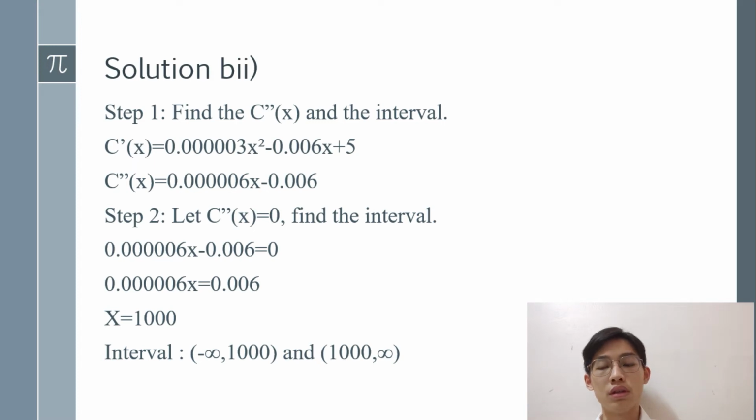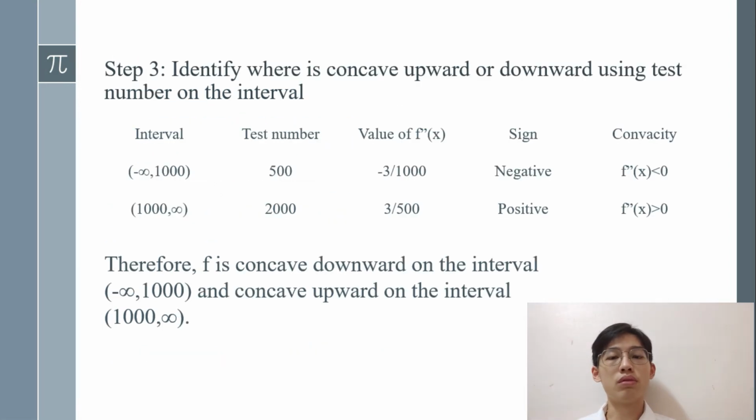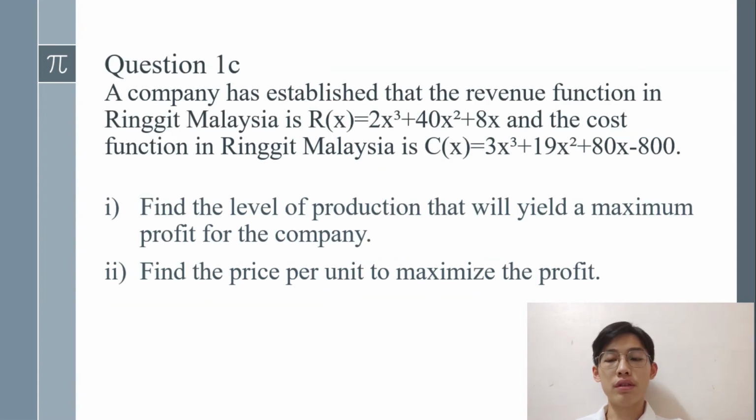Then the intervals will be negative infinity to 1000 and 1000 to infinity. For step 3, we need to identify where it is concave upward and downward using test numbers in the intervals. For these two intervals, I choose 500 and 2000 as my test numbers. The values of the second derivative function for these two numbers are -3/1000 and 3/500. It shows a negative sign on the interval negative infinity to 1000 and a positive sign on the interval 1000 to infinity. Therefore, the function is concave downward on the interval negative infinity to 1000 and concave upward on the interval 1000 to infinity.